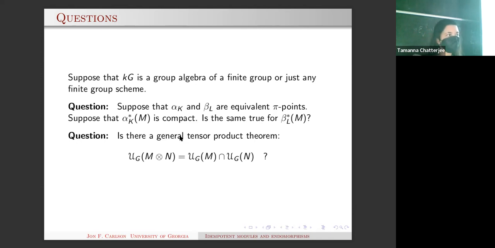Any other question? Is it always true that these endomorphism rings of M are modules over the endomorphisms of k? Yes, that's pretty easy.